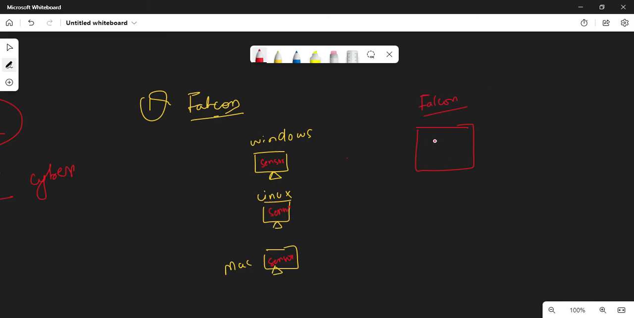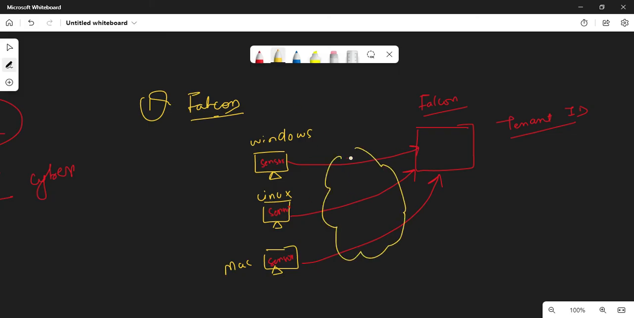This is a multi-tenant service, right? When you buy the subscription, you will get your unique tenant ID. Your sensors are going to communicate with this particular tenant ID only. So when you log in to the dashboard, you will be able to see the incidents or any sort of detections for your infrastructure only. It is reachable over the internet.